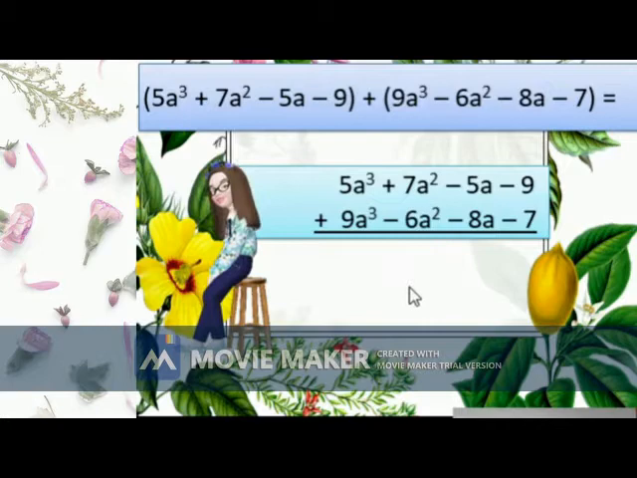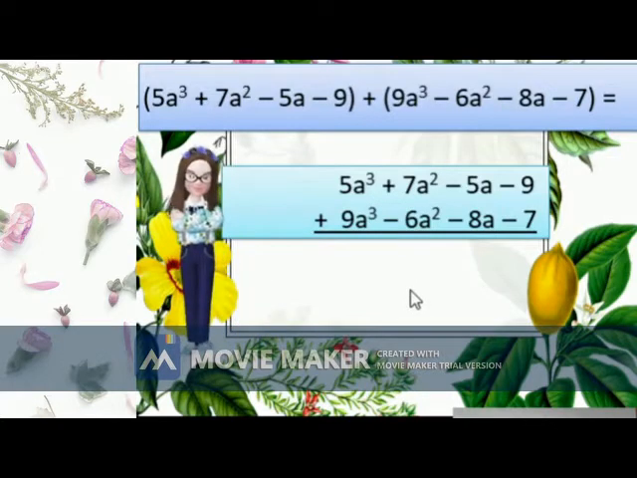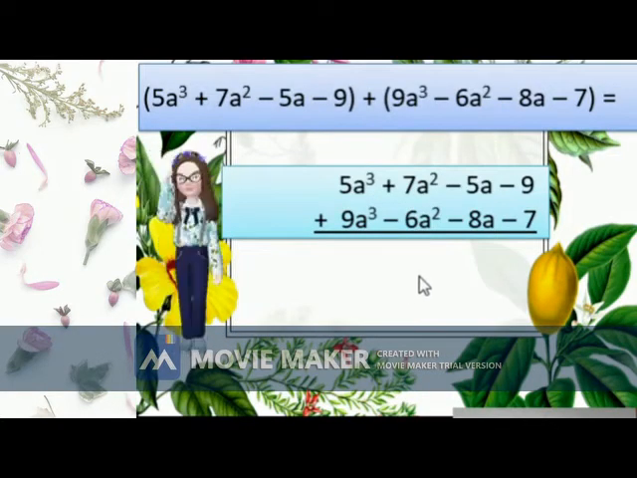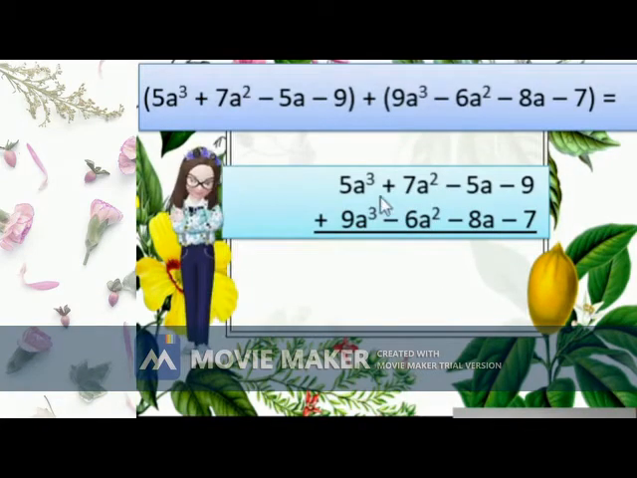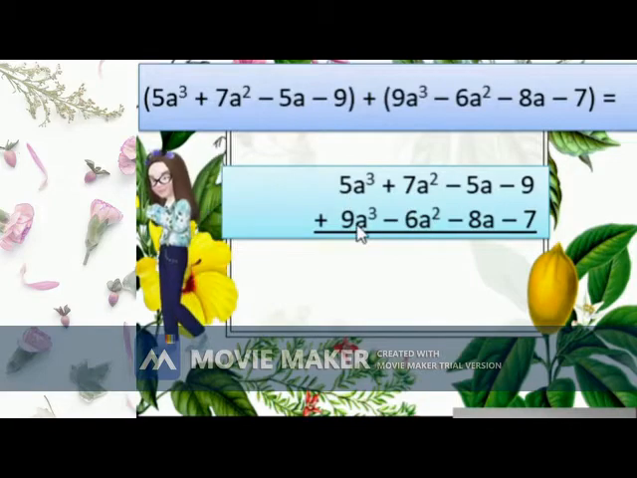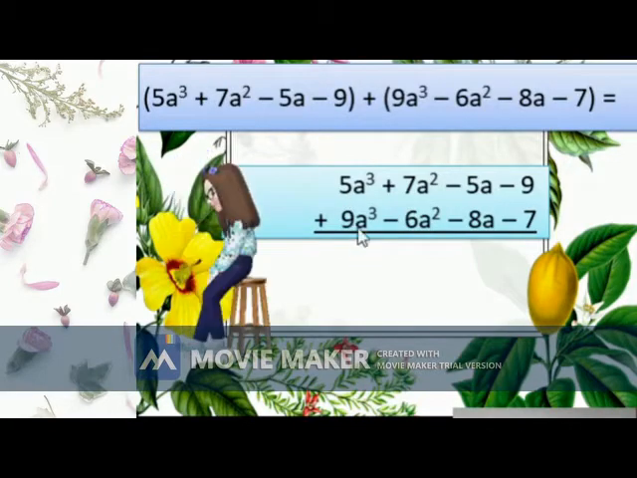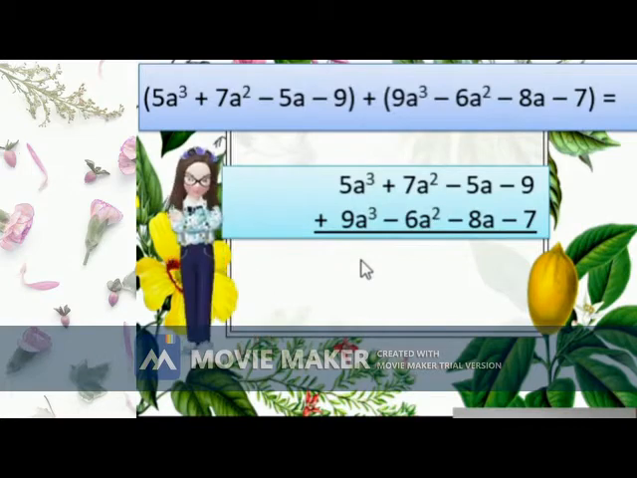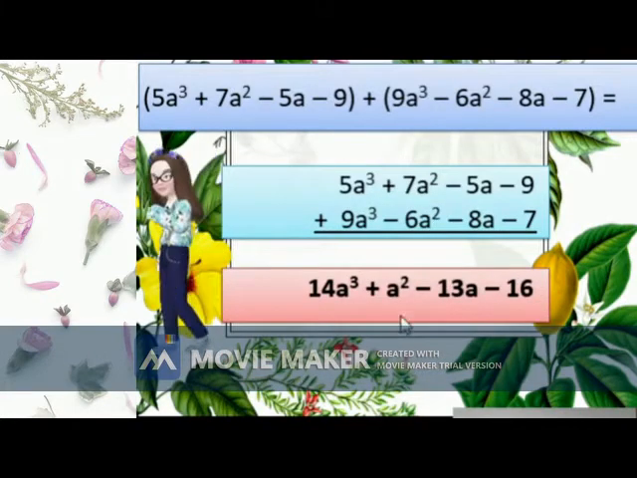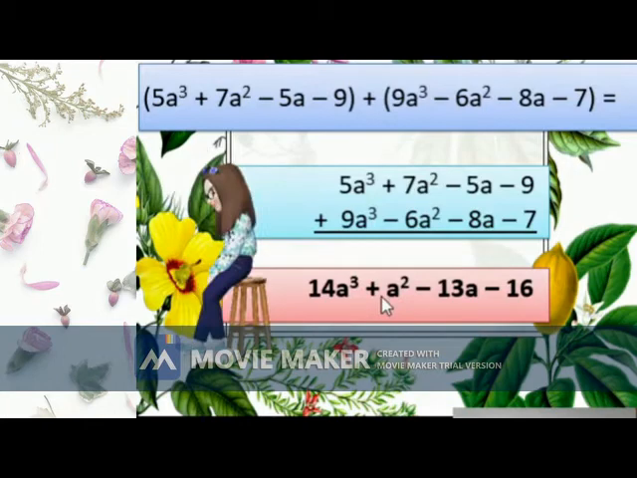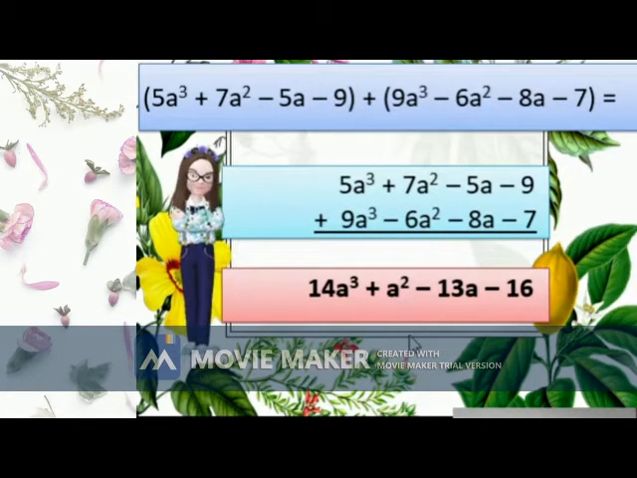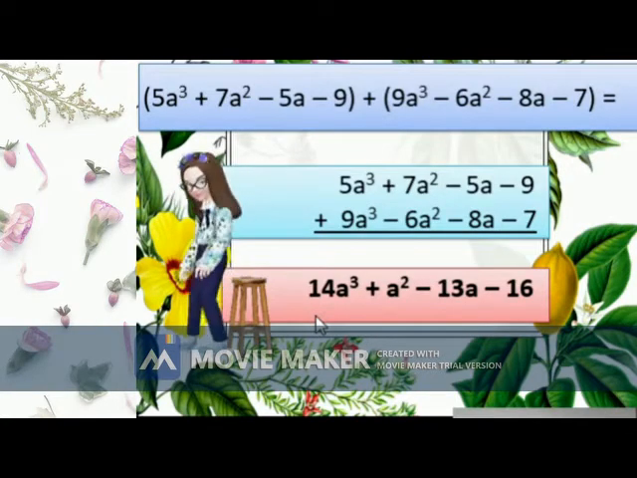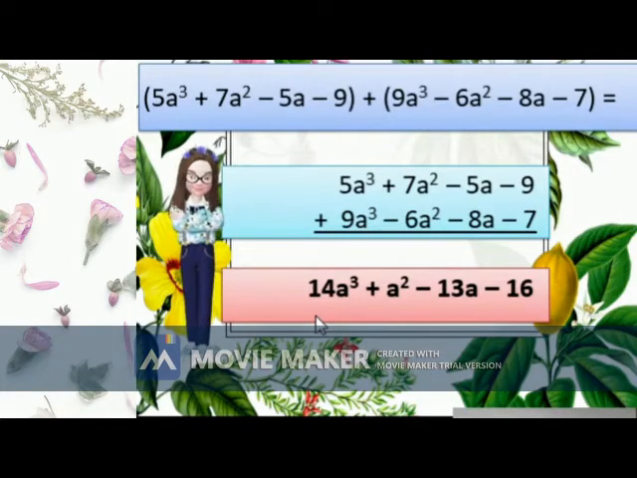You can write the 1 if you're comfortable with that. But I can also accept if you just write the a squared. It is acceptable. Next, we have 5 plus 9 is 14. Copy the a cubed. So this is the whole answer. As I say, no need to write the 1, but if you're comfortable writing it together with the a squared, it's okay. So you have 14a cubed plus a squared minus 13a minus 16.